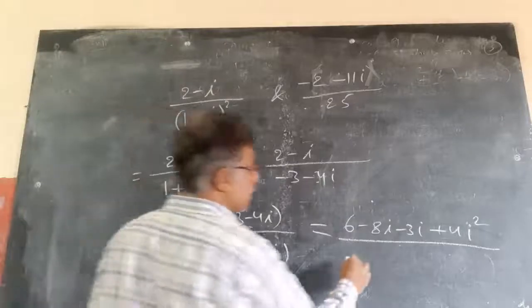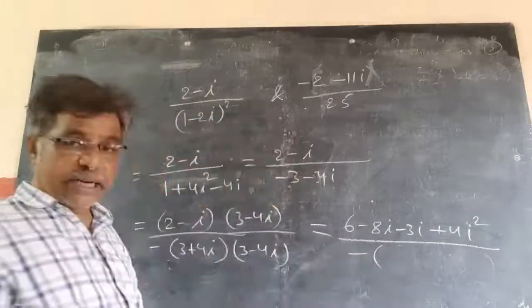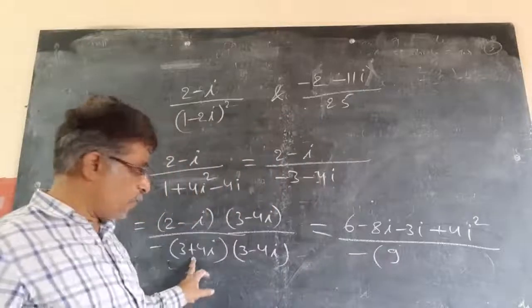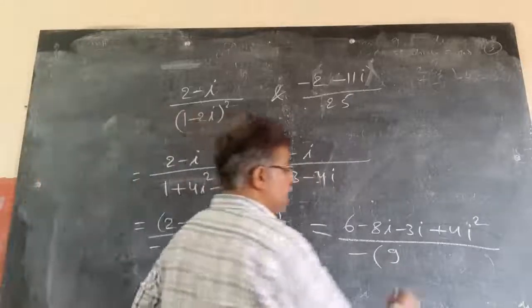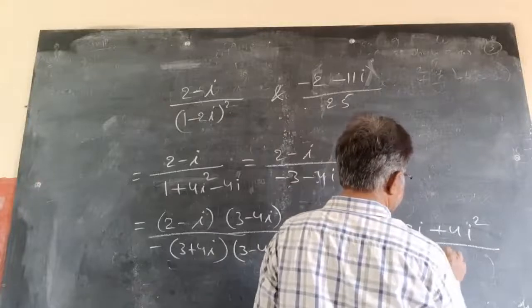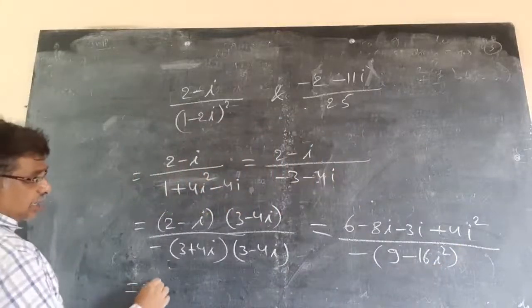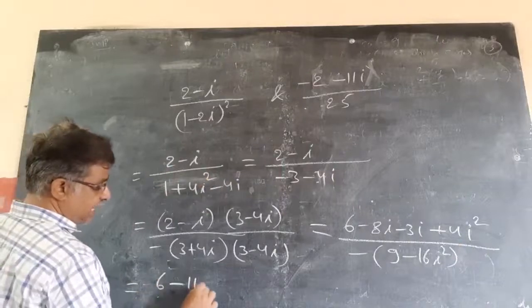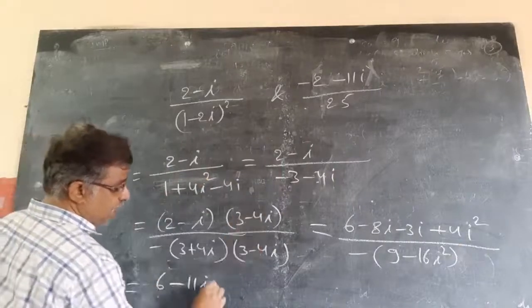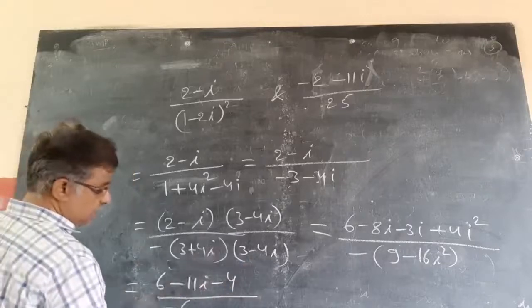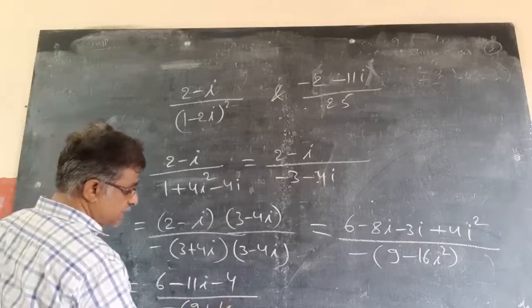In the denominator, this is a plus b into a minus b: a square, 3 square is 9, minus 4i whole square, that is 16i square. So i square is minus 1. So I will write 6 minus 11i, since 8i and 3i make 11i, and minus i square is 1, so minus 4. And this is 9 minus of minus, plus 16.